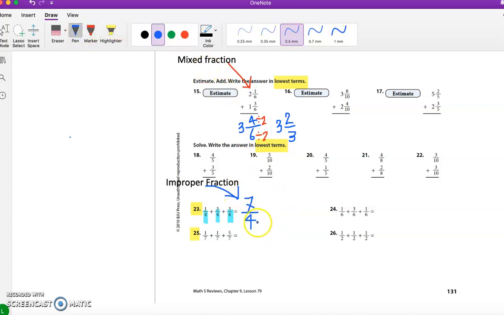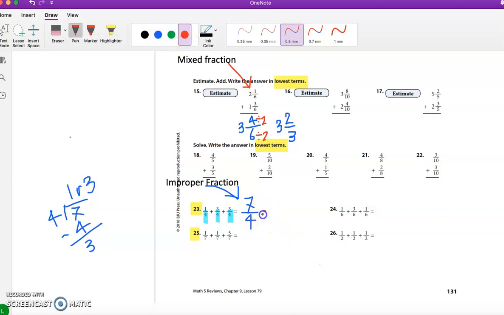How? First, because this numerator is greater than the denominator, this is how we're going to do it. I'm going to divide 7 by 4. We know that 4 can go into 7 1 time, and my remainder is 3. Now we are done with our division. We can put this in mixed fraction.